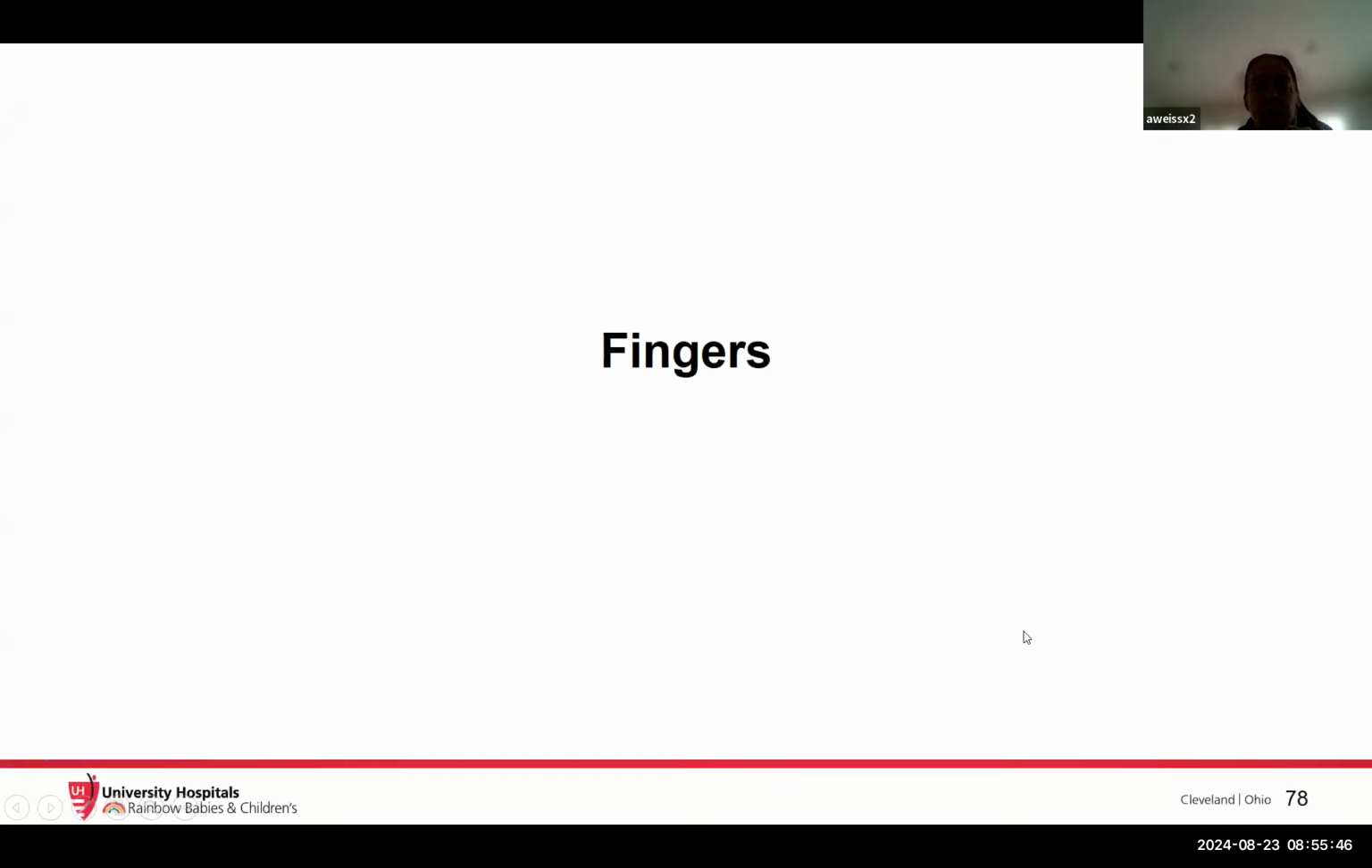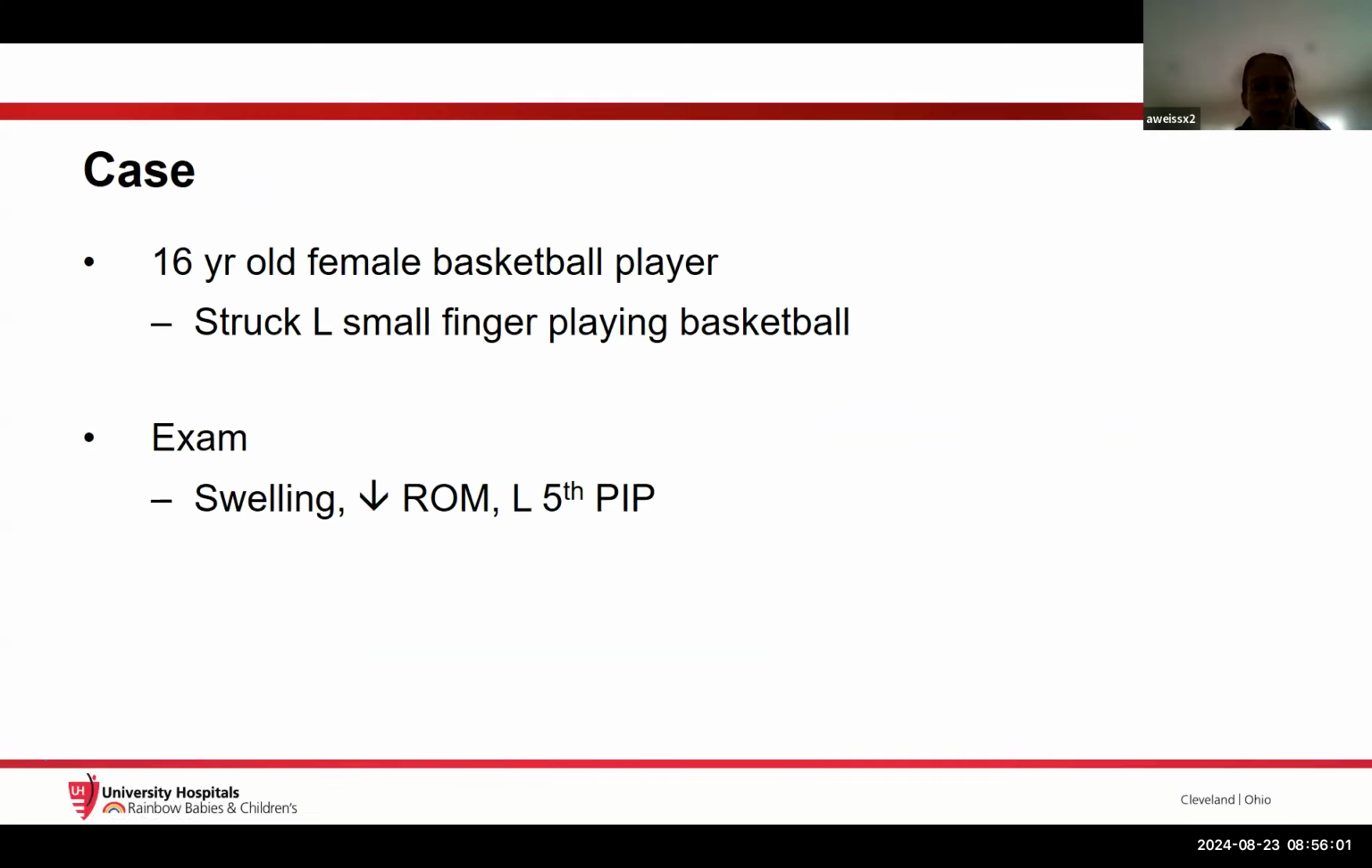Oh, there we go. Fingers. I like to talk about fingers mostly because the whole world thinks we never do anything about finger fractures. Everybody's like, well, I'm not going to come in for a finger fracture because you never do anything but buddy tape. Which is true, except that in kids, a lot of times that's not true. So I always bring up finger fractures.